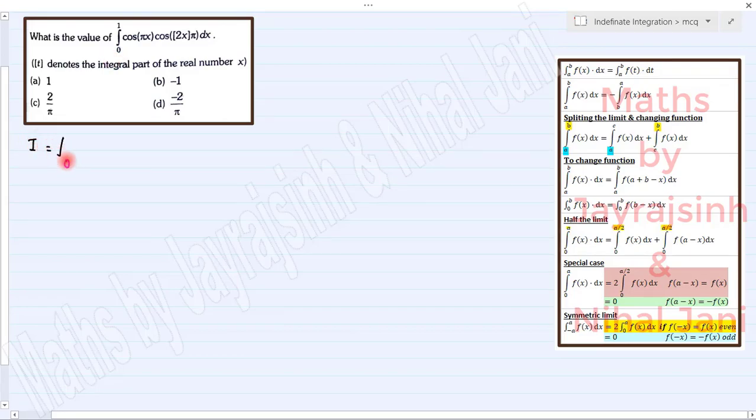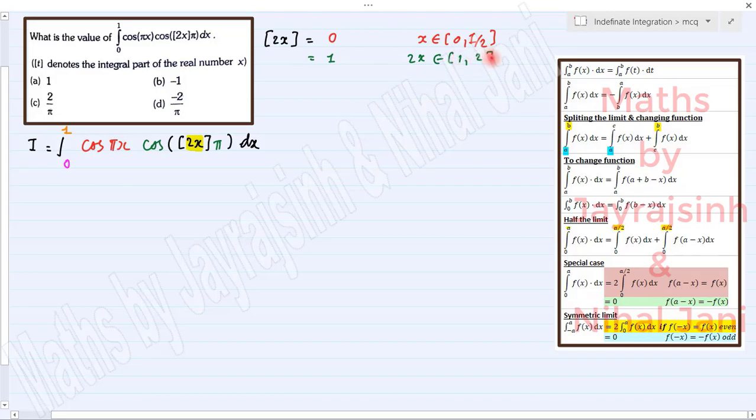In this question, we have to find the integration of cos pi x into cos of box 2x pi from 0 to 1. Here, this 2x is within the box. So we can say box 2x will be 0 if 2x belongs to 0 to 1, or we can say x belongs to 0 to 1 by 2. Similarly, it will be 1 if 2x belongs to 1 to 2, or we can say x belongs to 1 by 2 to 2 by 2.